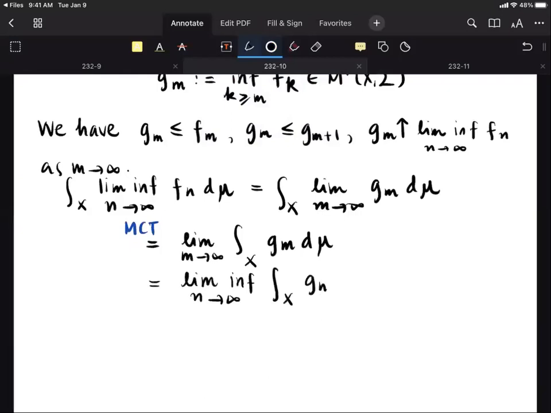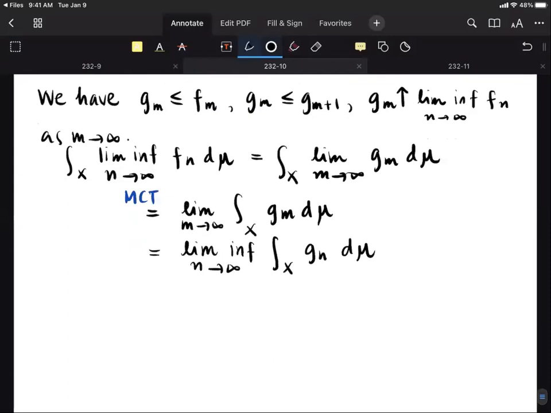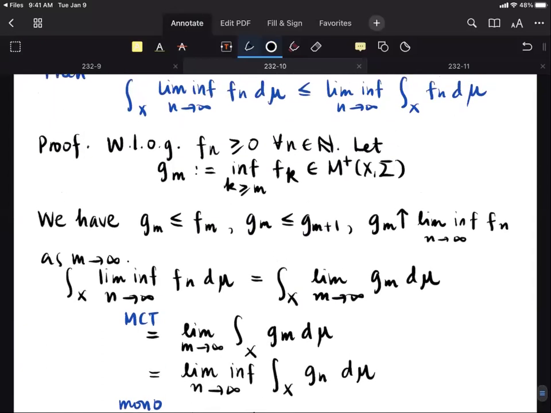Now re-indexing, we'll have G sub n here. And we know that G sub n is less than f sub n by applying monotonicity. This is less than or equal to the limit inferior of the integral of f sub n. And this is the desired inequality.